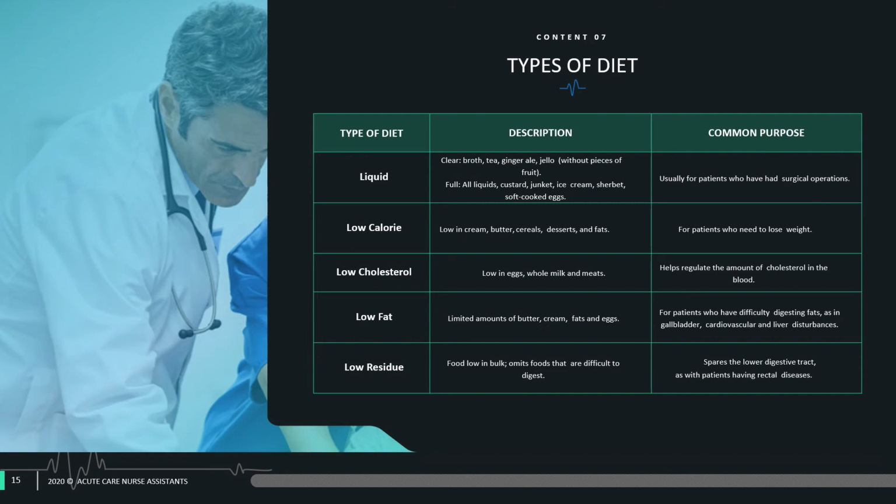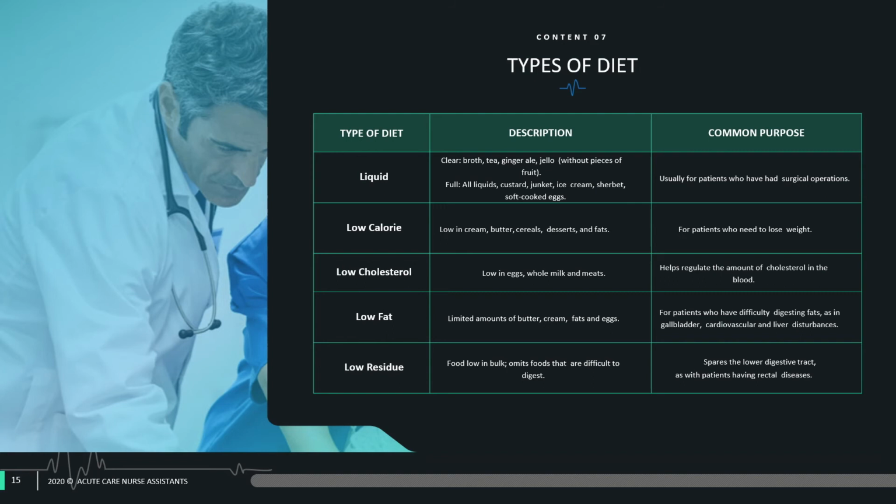Low cholesterol. Low in eggs, whole milk, and meats. Helps regulate the amount of cholesterol in the blood. Low fat. Limited amounts of butter, cream, fat, and eggs. For patients who have had difficulty digesting fats, as in gallbladder, cardiovascular, and liver disturbances.